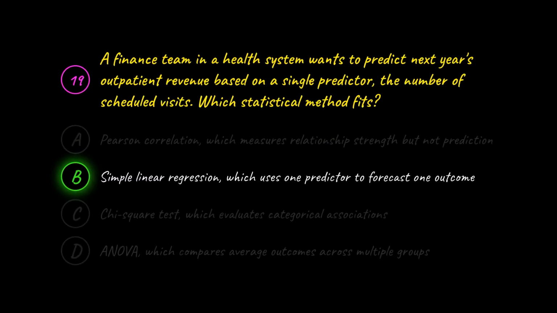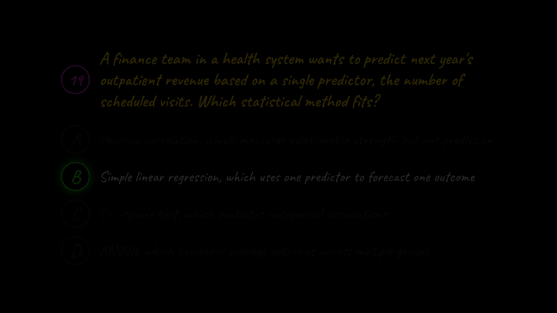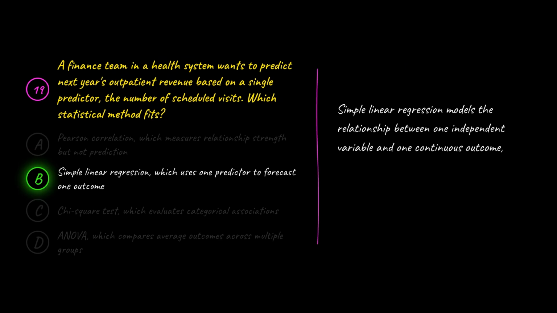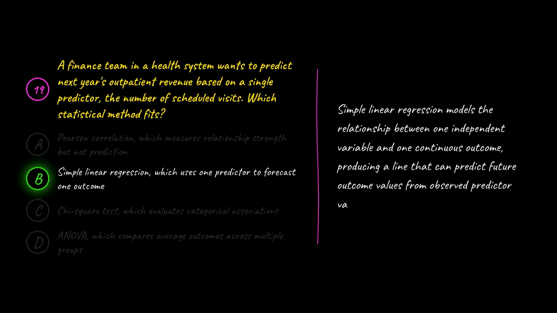The correct answer is B. Simple linear regression, which uses one predictor to forecast one outcome. B is correct because simple linear regression models the relationship between one independent variable and one continuous outcome, producing a line that can predict future outcome values from observed predictor values. With visits as the only predictor and revenue as the outcome, simple linear regression is the textbook tool.